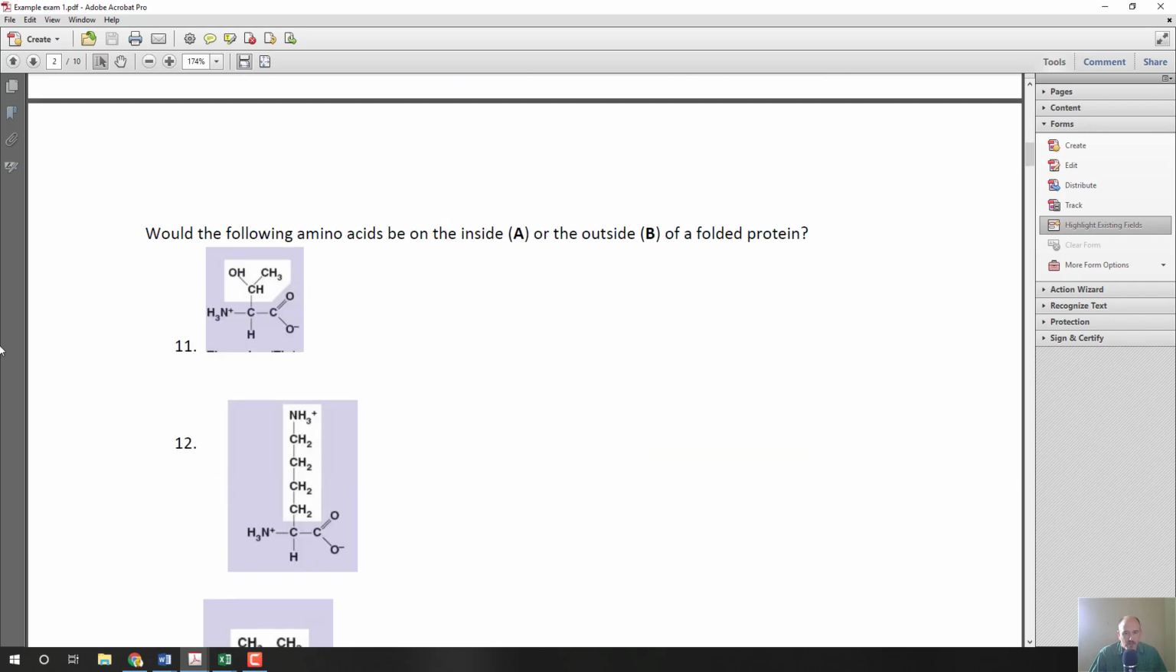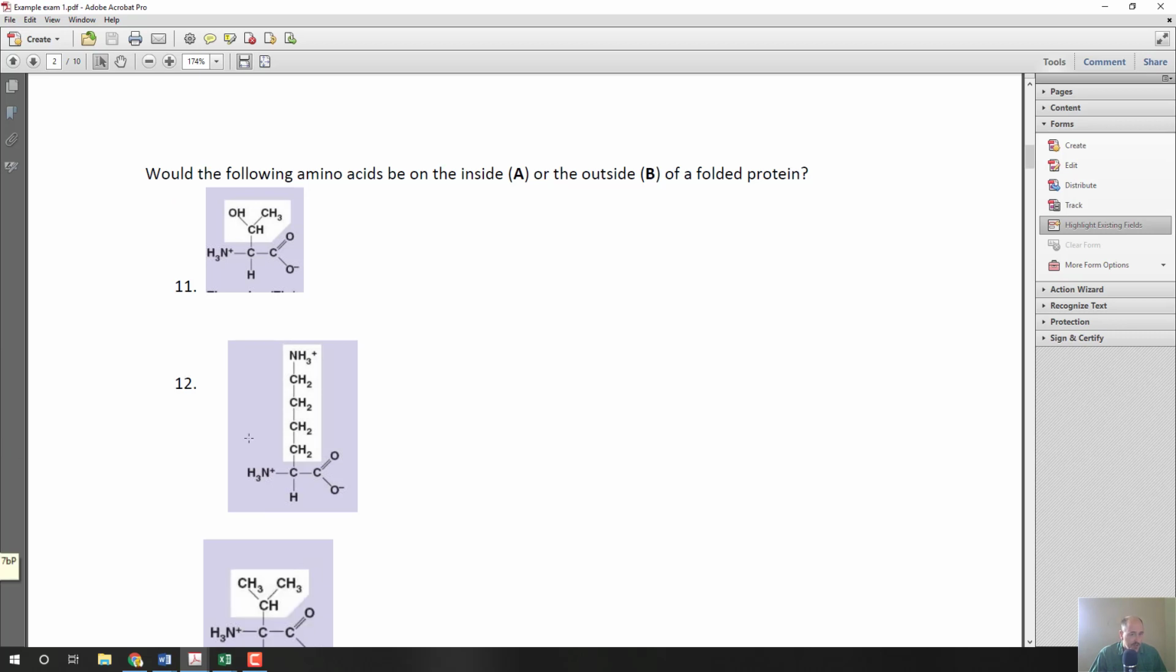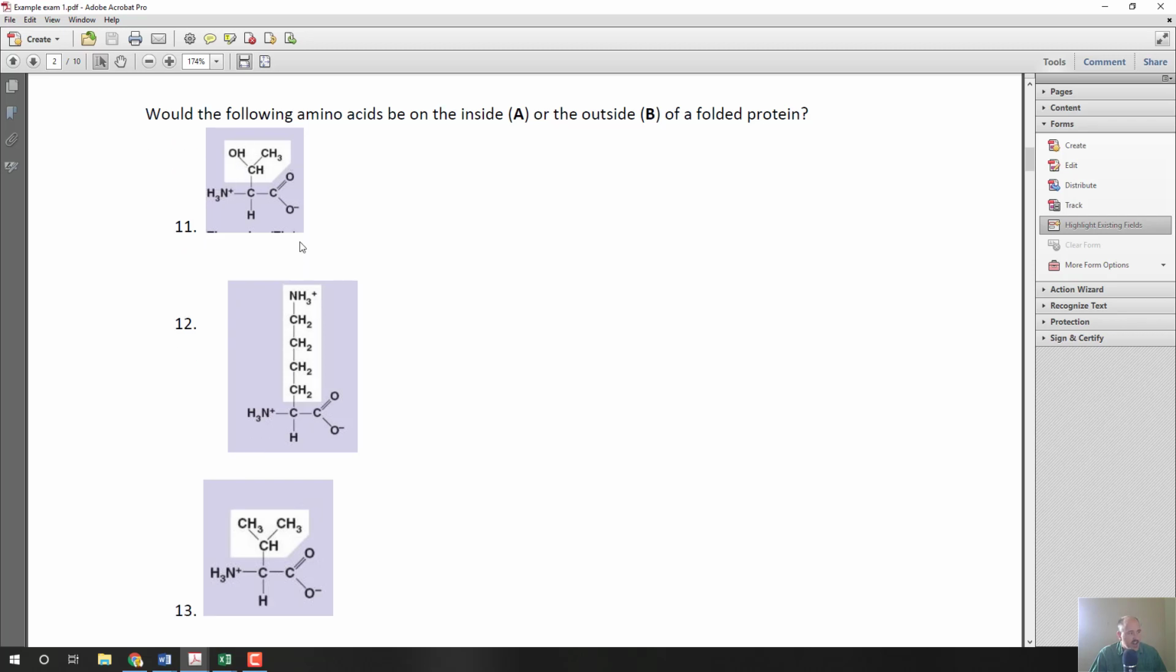Number 11. Would the following amino acids be on the outside or the inside of a folded protein? So if proteins fold up, they have a complex structure. Things that like water fold to the outside. Things that don't like water fold to the inside. Here we have CHC. So first of all, this is the backbone. We ignore the backbone. We only look at the side chains, the R groups. Here we have an OH. O and H share electrons unequally. Therefore, there's a charge. Therefore, it likes water. So it would be A on the outside.